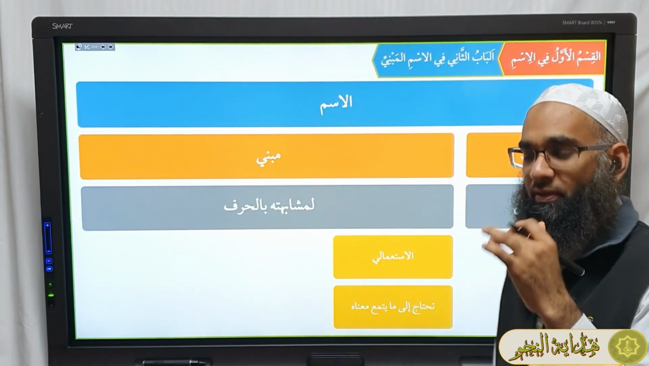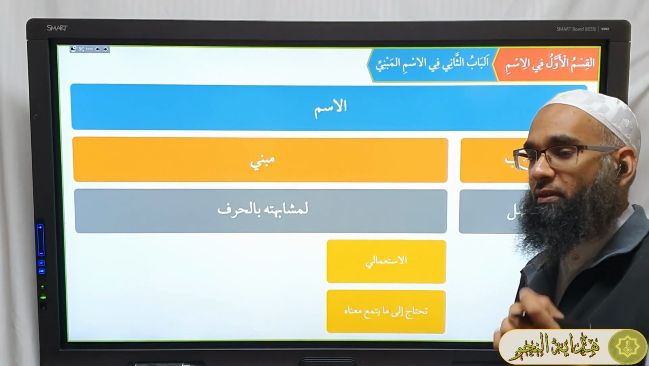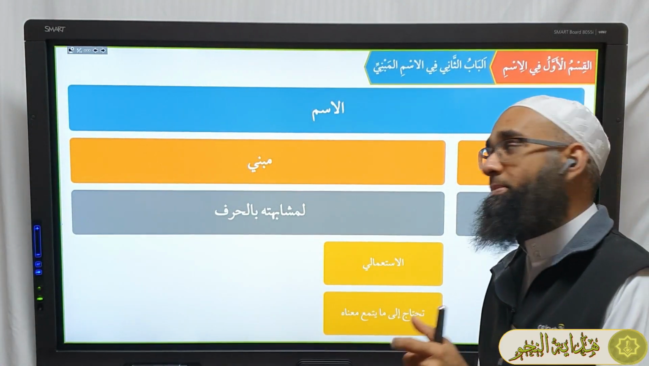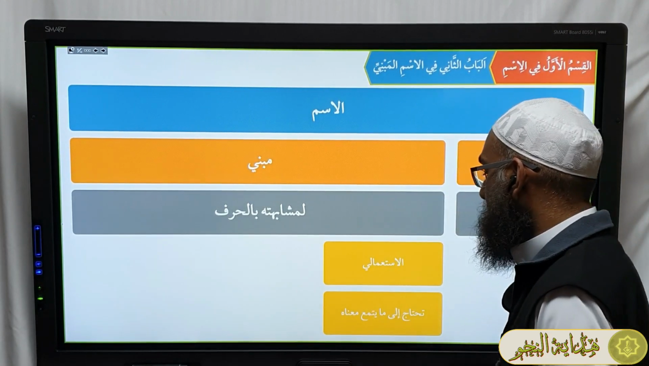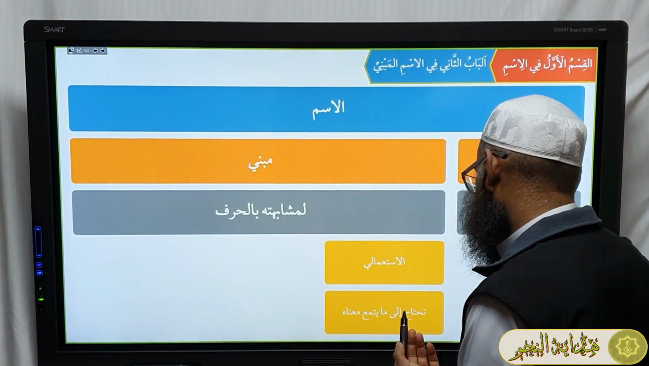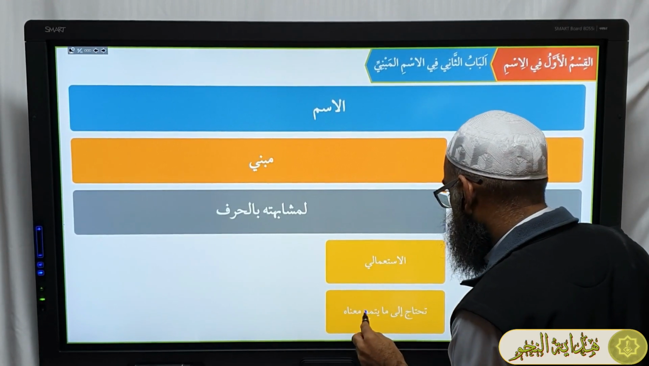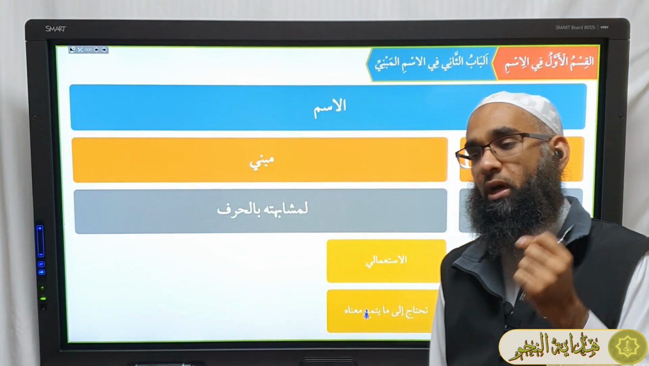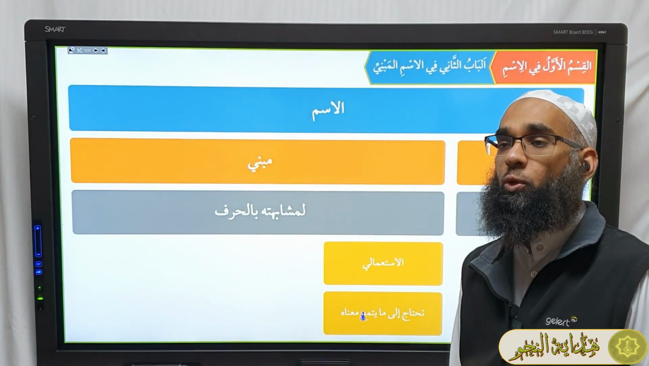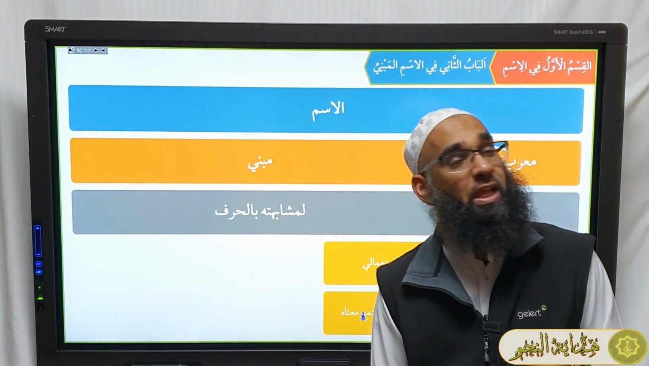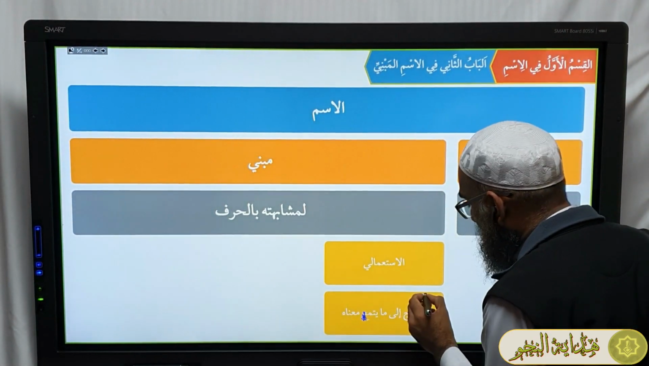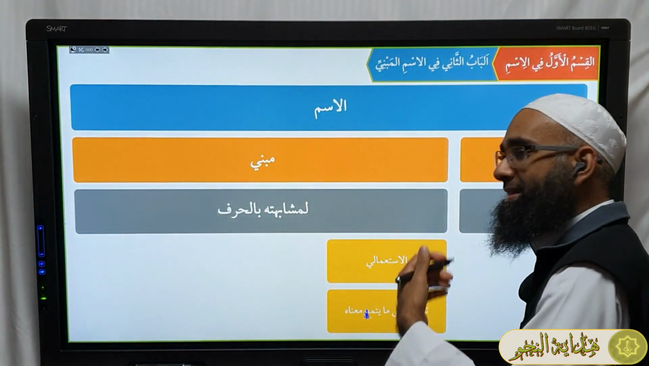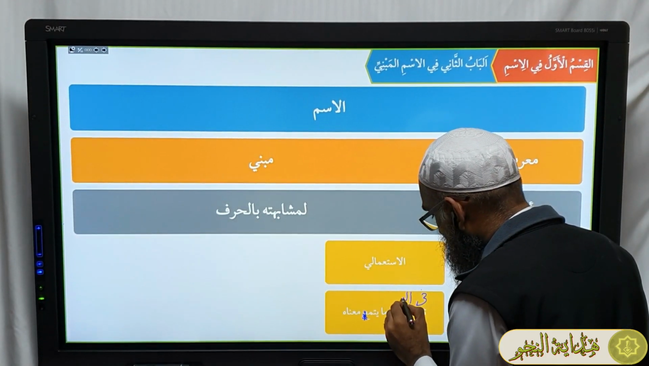The first way that a noun resembles a harf is in this: tahtaju ila ma yutimmu ma'nahu. That's a mistake here. Ila ma yatimmu ma'nahu. Remember the beginning what we said? Wal harfu kalimatun la tadullu ala ma'nan fi nafsihi. It does not show a complete meaning in itself. And we said the word fi, the meaning of fi is zarfiyya, but the meaning of fi is not complete until we mention al-bayt, for example.